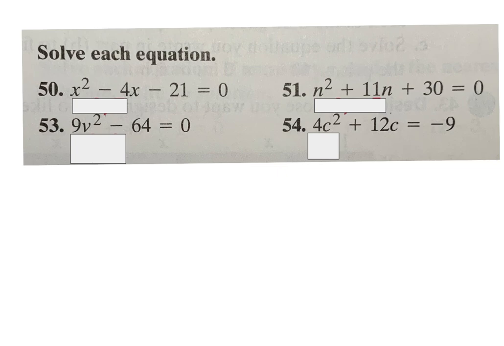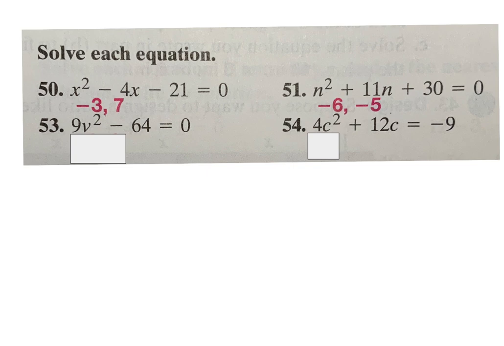For the first one, x squared minus 4x minus 21, you would have wanted to factor this one. Factors of 21 that subtract to give you 4, and then set those equal to 0 and solve. So you would have gotten negative 3 and 7. And then factor 51 as well, factors of 30 that add up to 11, and then set those equal to 0 and solve. You would have gotten negative 6 and negative 5.